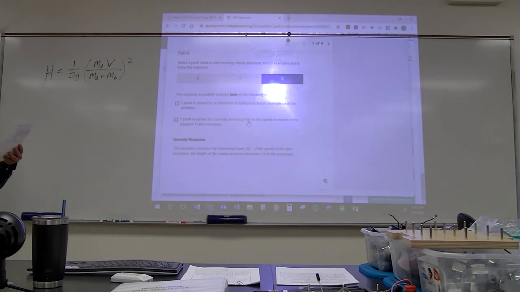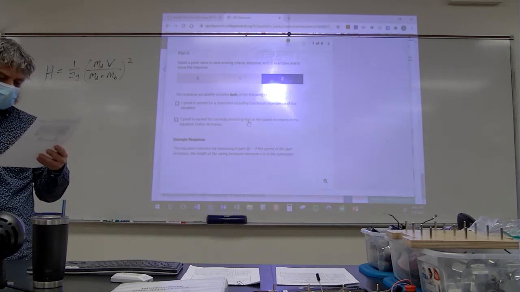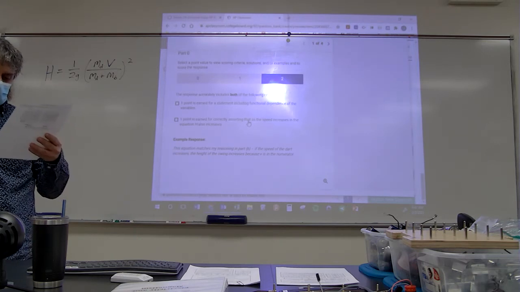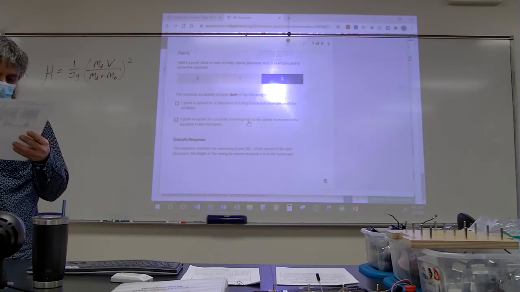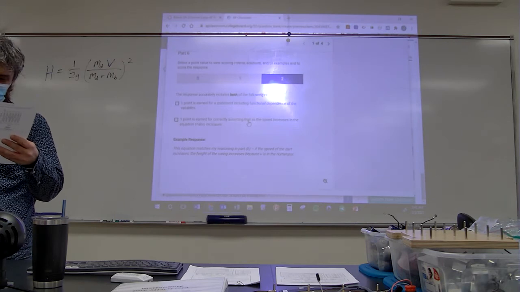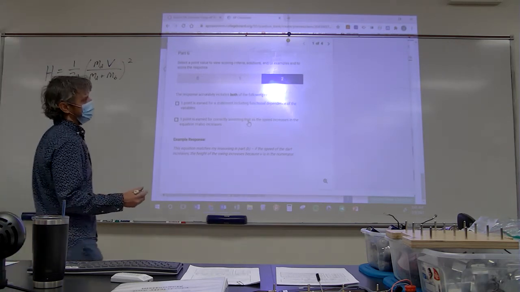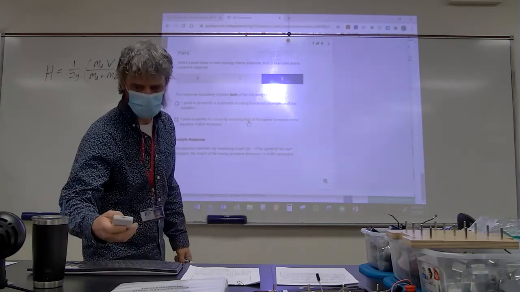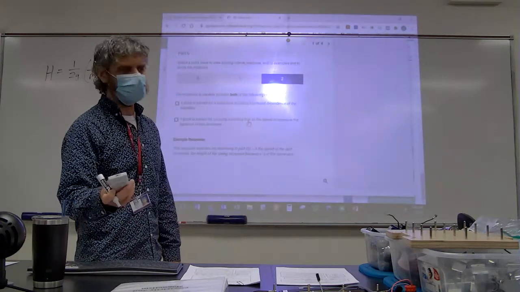So the students performed several experimental trials. In each trial, a different speed is used, and the resulting maximum height reached by the center of mass of the dart-block system is measured. Which quantities could the student graph to produce a straight line whose slope can be used to find the acceleration due to gravity? All right, so this is, as I said, a linearization question.